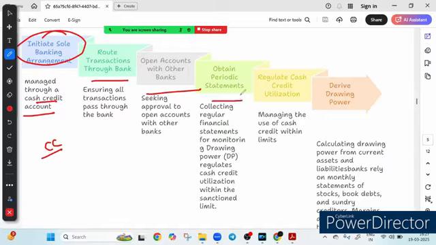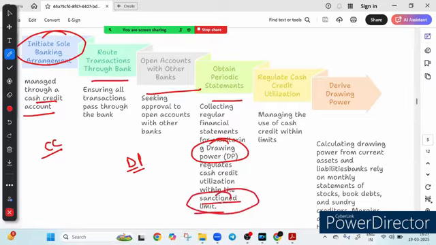Then regular financial statements come into play. These reports help the bank monitor your drawing power, so they can monitor your DP. DP is called drawing power, ensuring that your cash credit usage stays within the sanction limit. For every cash credit account there is a sanction limit, and to ensure that your cash credit utilization stays within that limit, DP is used. DP is called drawing power, and for that you have to give the periodic statement. So based on your periodic statement, your DP is decided. This is a very, very important point.